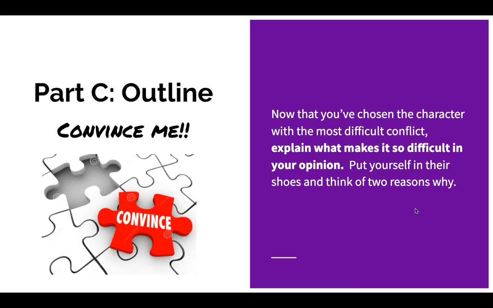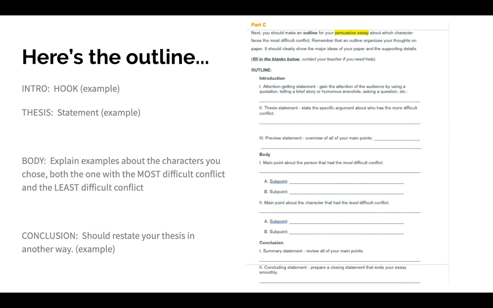Okay, part C, your outline. Now, once you've chosen and filled out the chart with their conflicts, your job is to convince your audience, the teacher, about which character had the more difficult conflict, which was the harder one that they had to deal with, and what makes it so difficult, in your opinion. You have to put yourself in their shoes and think of reasons why one character's conflict was more difficult than the other character's. Okay, the outline looks like this.